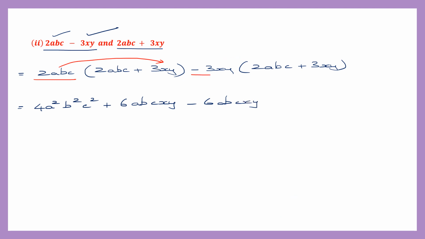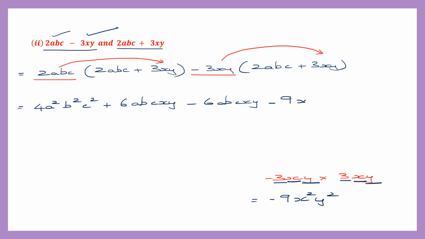Now we are going to multiply minus 3xy into plus 3xy. So the sign will be minus into plus is minus. Multiply the numbers, 3 3s are 9. x into x is x square. y into y is y square. So what do we have? Minus 9 x square y square.